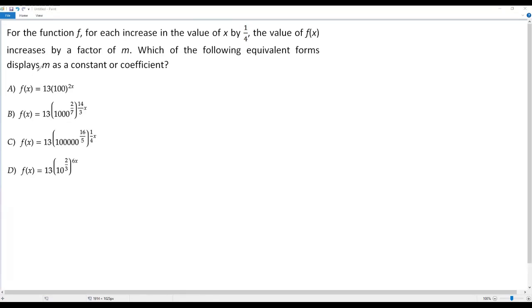Here we have a SAT math problem. Okay, let's go to the question. For the function f, for each increase in the value of x by 1/4, the value of f of x increases by a factor of m. Which of the following equivalent forms displays m as a constant or coefficient?